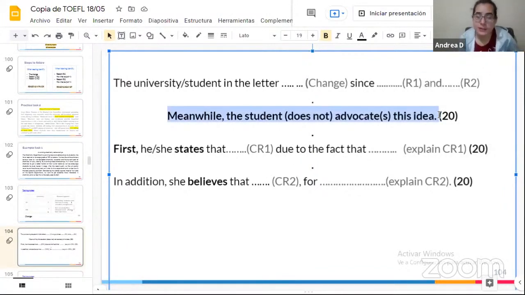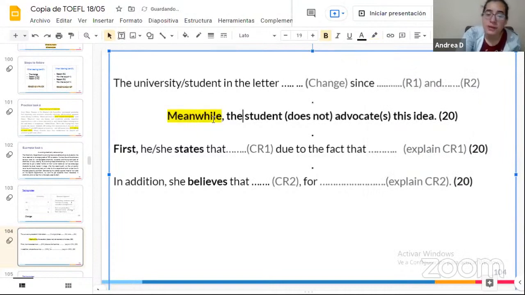And then you need a transition. Now, believe me, guys, the transition here is really important, because it's going to create a structure, a sense of structure in your response. So make sure that you use a transition in there, preferably a long one. You can use these words, or you can change them if you want. But I personally like this meanwhile here, because it gives you the chance to use it no matter what the student's position is. Some people like to say something like however, by contrast, on the other hand, but that only works when the student is against the change.